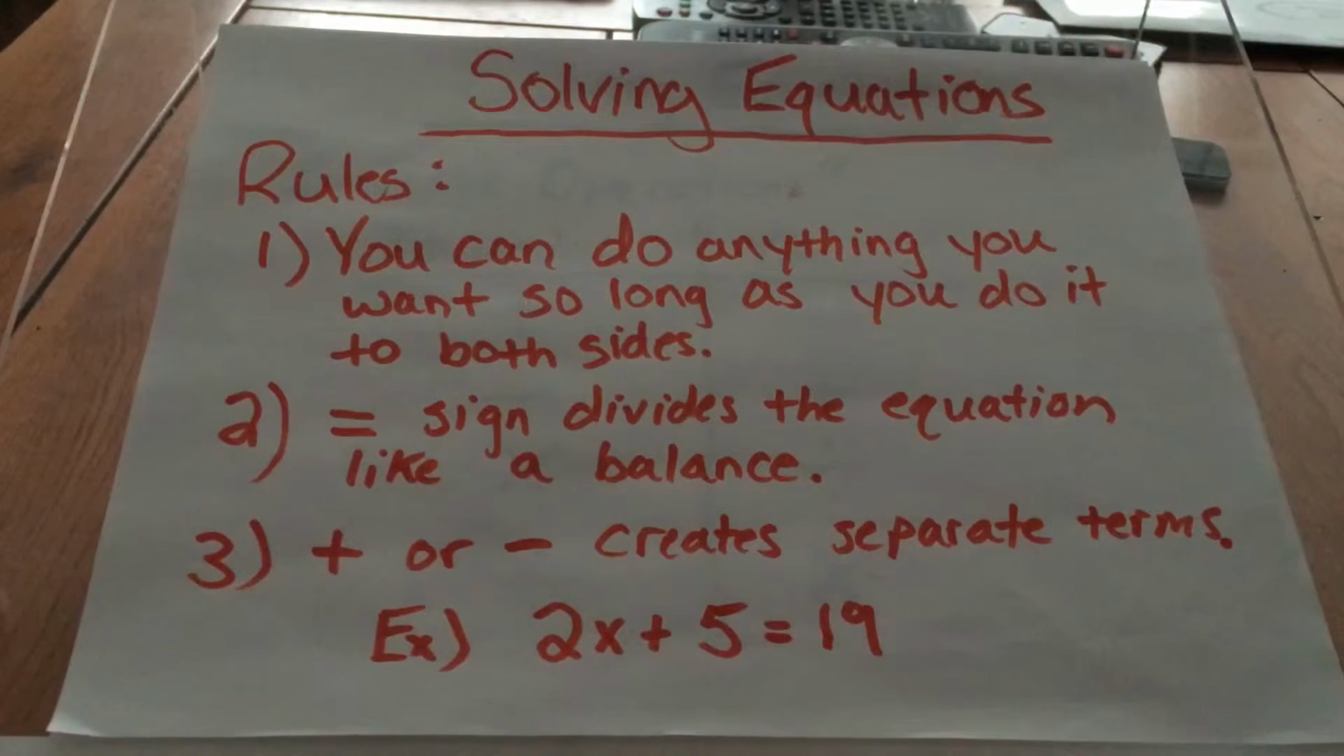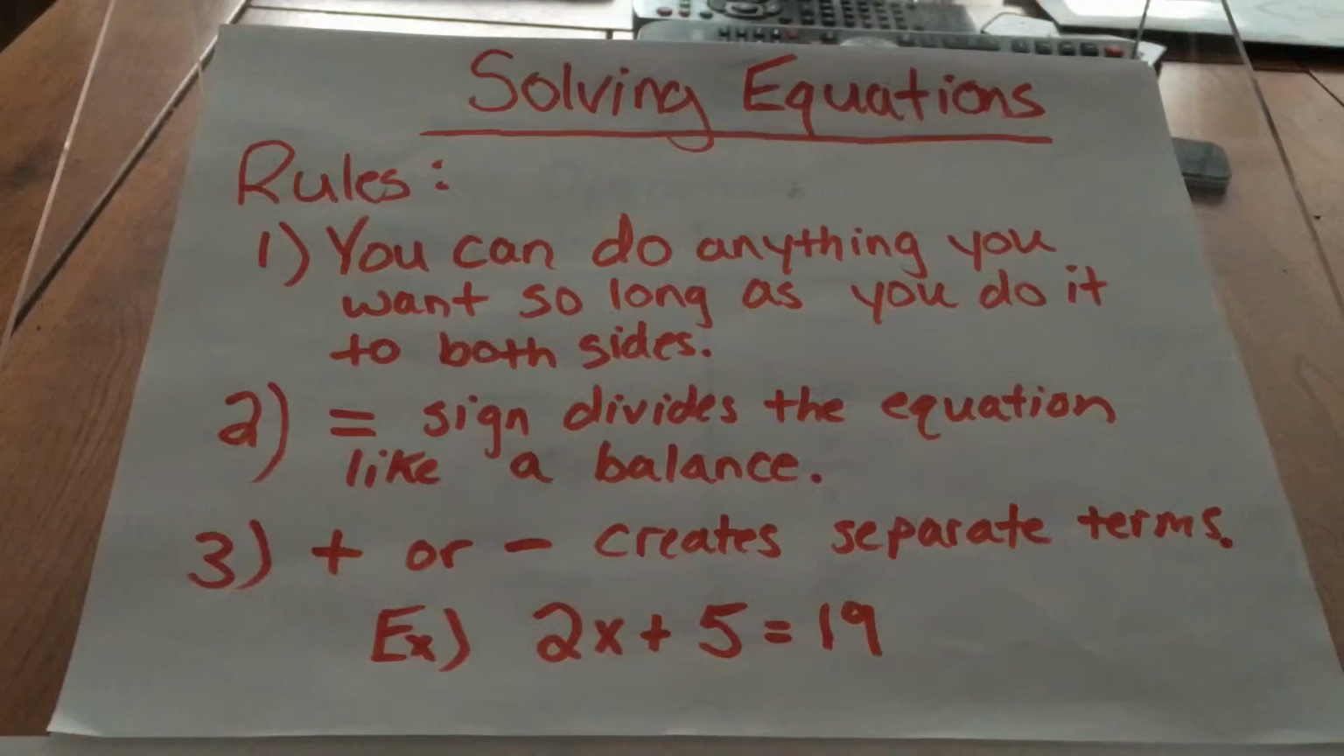The second rule of solving an equation is that the equal sign divides the equation like a balance. So just like I said before, that equal sign acts as a little fulcrum for your equation, and whatever's on the left side has to be exactly equal to the other side or it doesn't work. And then the final rule is a plus or a minus sign creates separate terms in these equations.